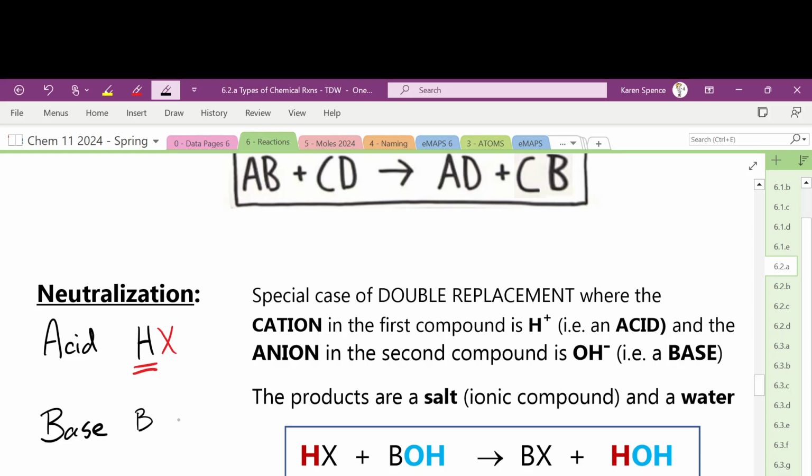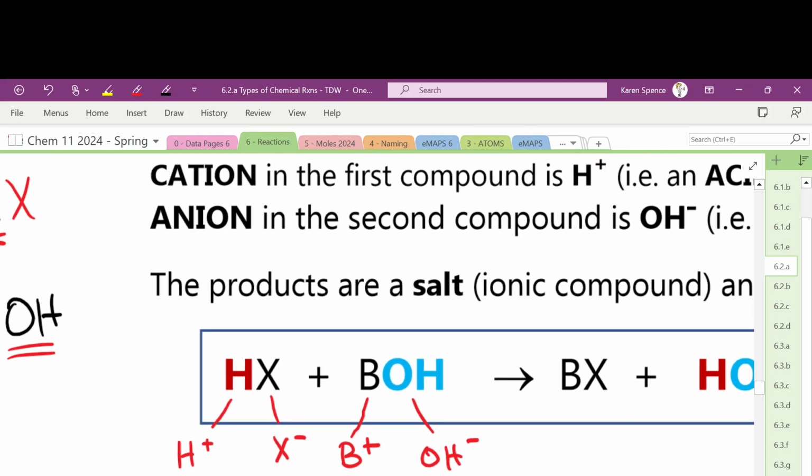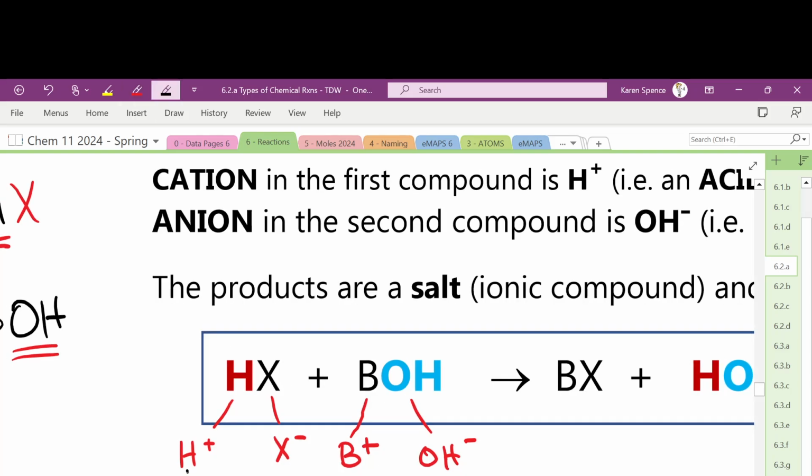You have something, and then you have an OH at the end. So that's what you're looking for to say, do I have a neutralization? Now, just like the double replacement, you can say this is an H plus ion, this is an X minus ion. This is a B plus ion, this is an OH minus ion. What do we get if we combine our outside ions?